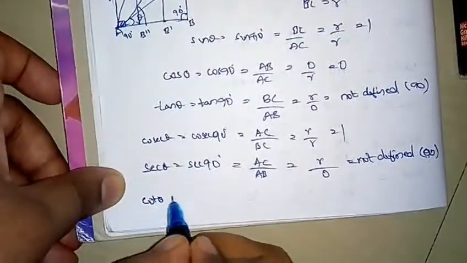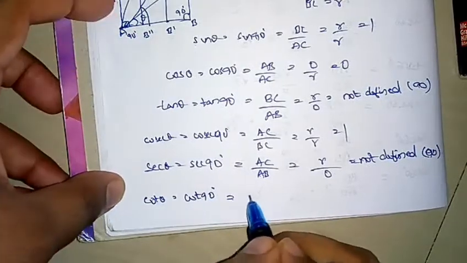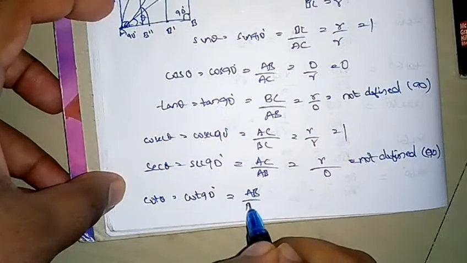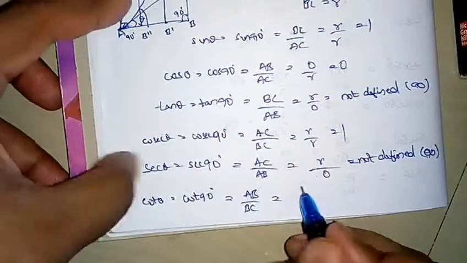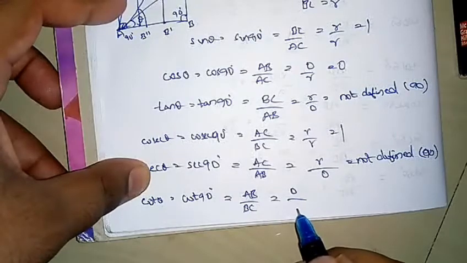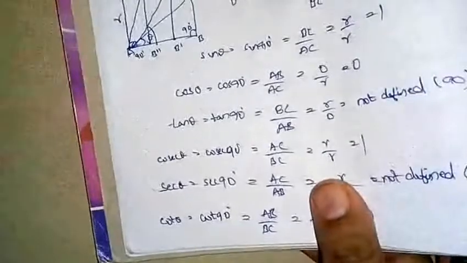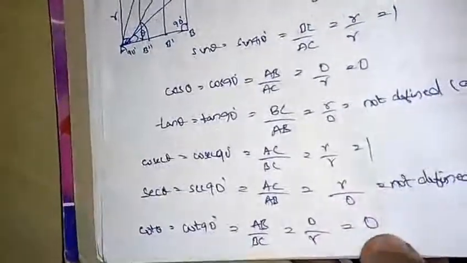Cot theta will be equal to cot 90, which will be equal to adjacent side AB by opposite side BC. So AB will be equal to 0 by BC is R, which will be equal to 0. So now we have calculated the trigonometric ratios for 0, 30, 60, 45 and 90 degrees.